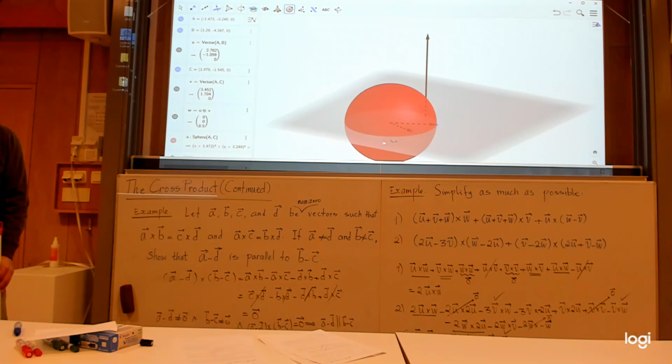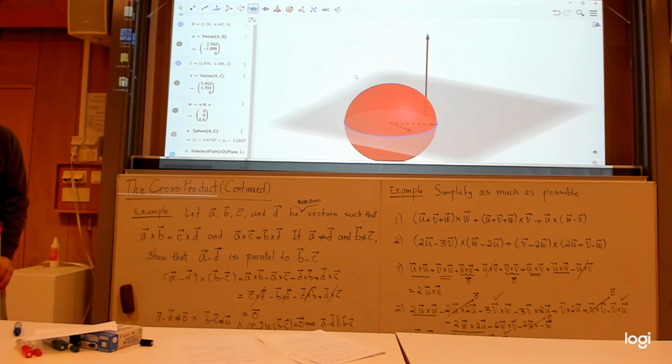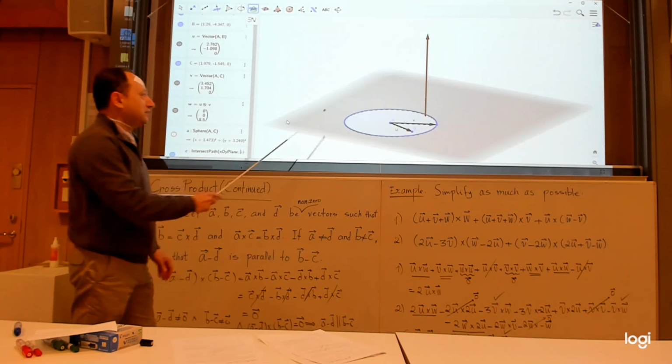This is a sphere point, but if I can find the intersection between the sphere and this, then I will have my circle. Yes, I made the trick. Show object. Yeah, that's my circle. So I have that circle.